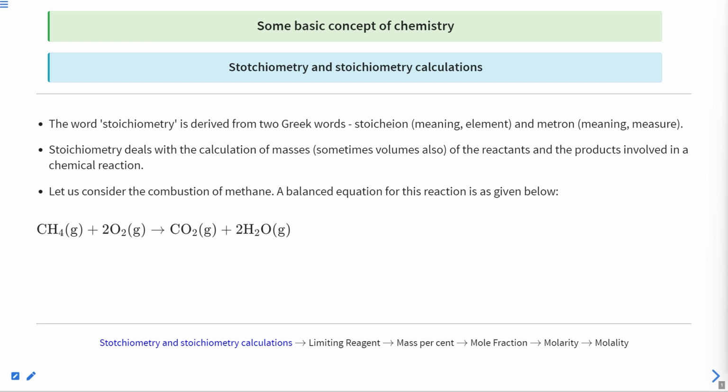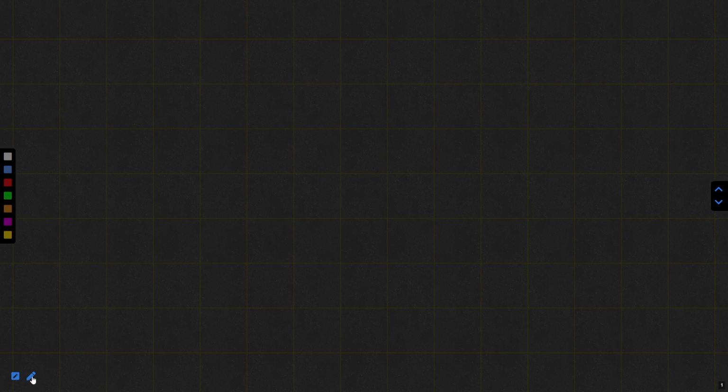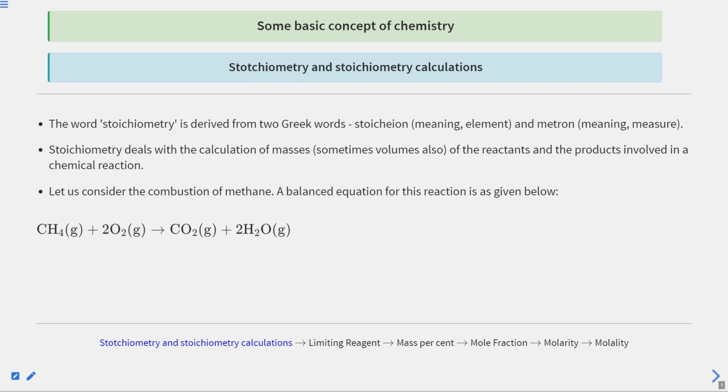In today's class, we are going to discuss some important concentration terms. This is the chapter, some basic concepts of chemistry, that we are discussing. In this chapter, first of all, I want to recall the topics that we have covered already. We have covered stoichiometry, and stoichiometric calculations.